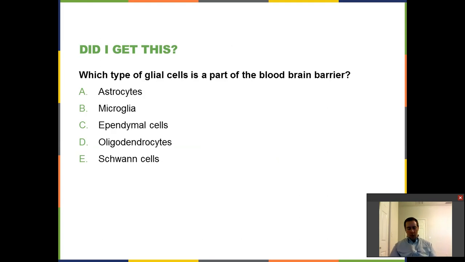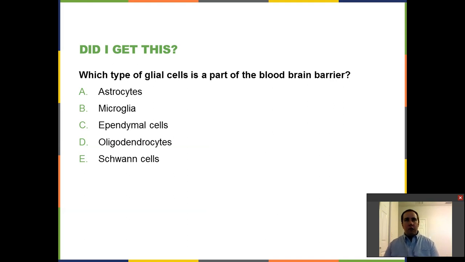So I'm going to pose my own question for you. If you're looking at a diagram and you see a cell that is wrapped around multiple axons, what is the name of that cell? A cell wrapped around multiple axons. That would be an oligodendrocyte? Yes, it's an oligodendrocyte.